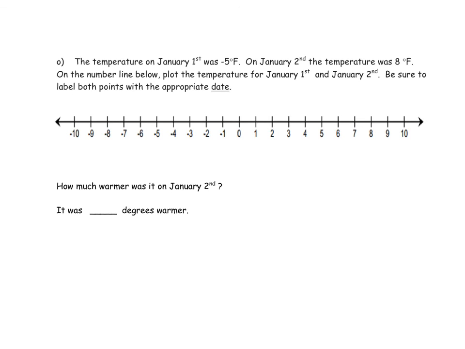So one of the things I want you to notice is they said that we have to plot the temperatures for both dates on the number line. So that must be done. Very important. They say to label both points with the appropriate date. And then the question that they're asking, they want us to fill in here. So please continue this problem on your own and answer the question at the end based on your work.